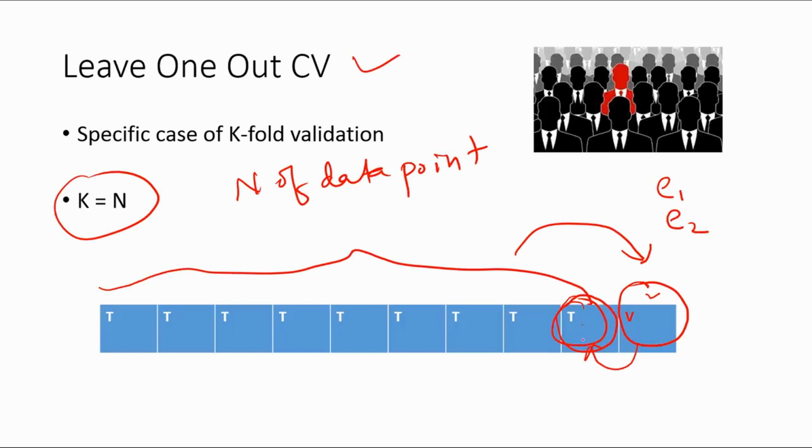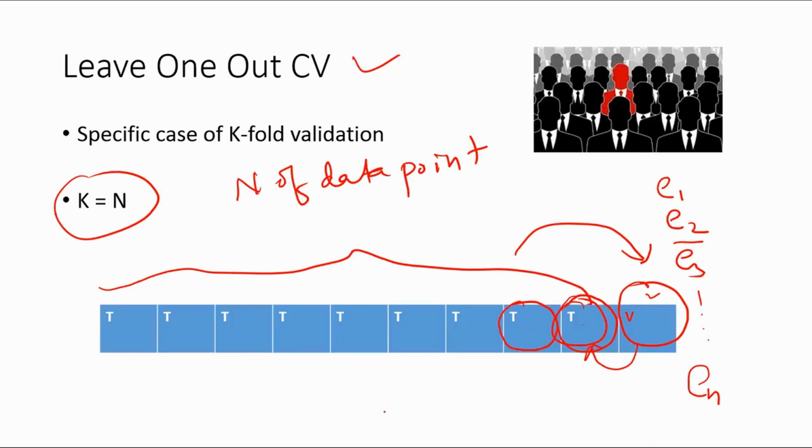Okay, and you will get an error. We call that error 2. And for here, we continue to do the same thing. So we'll get error 3. So you will get as many errors as the number of data points. So you will get error 1 to error n if you have n number of observations.